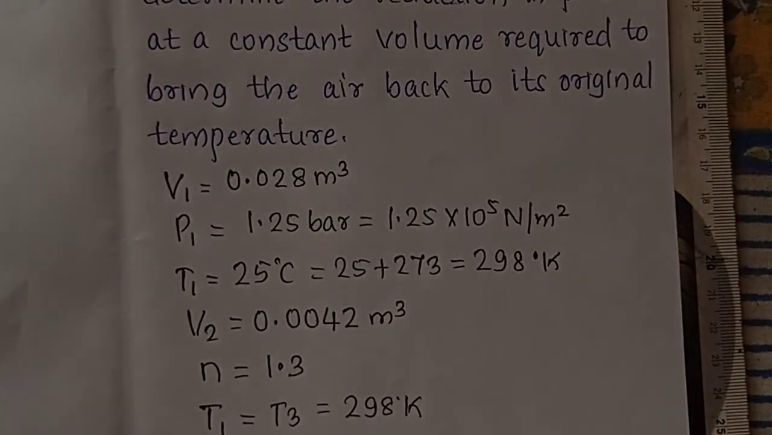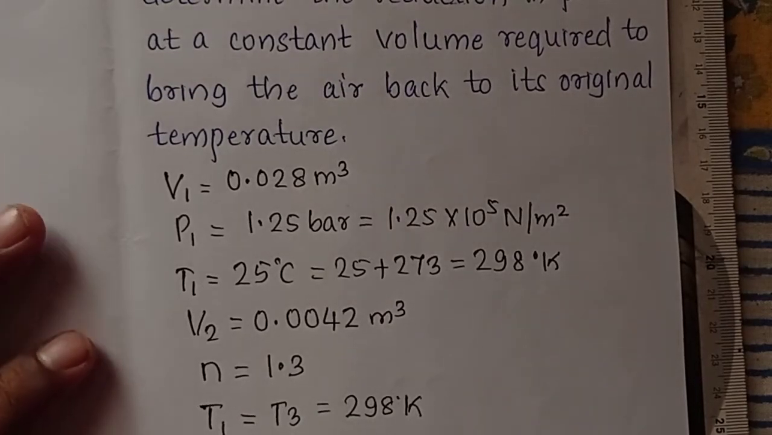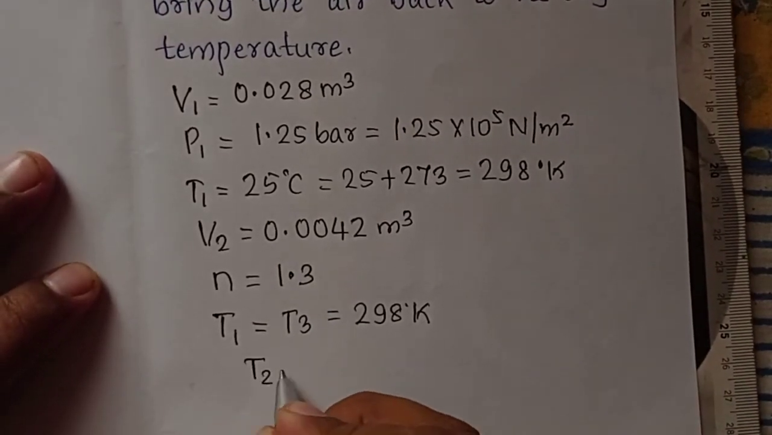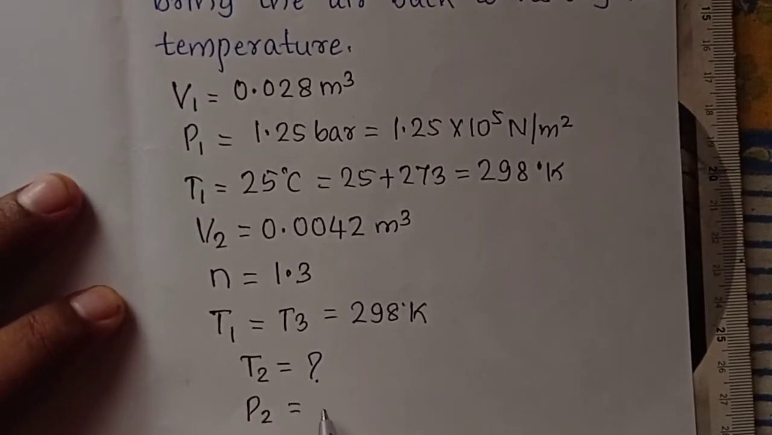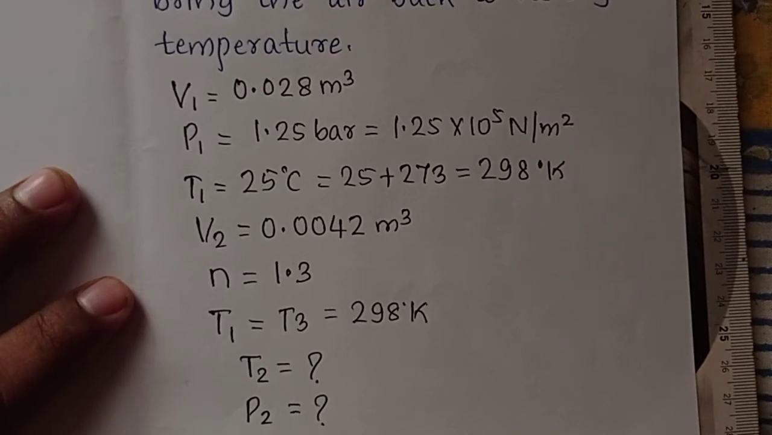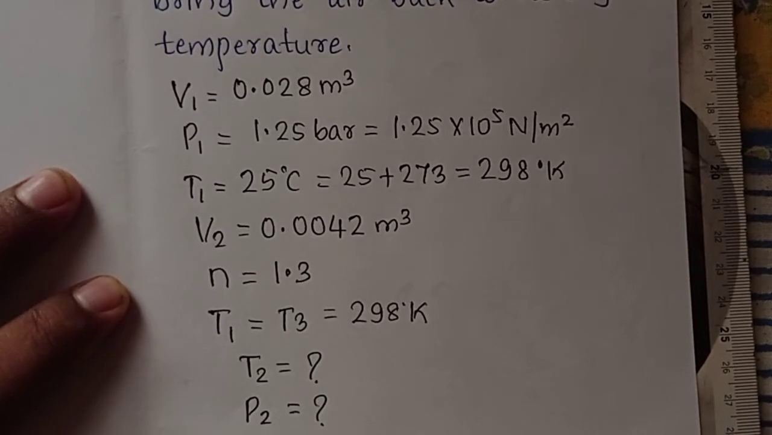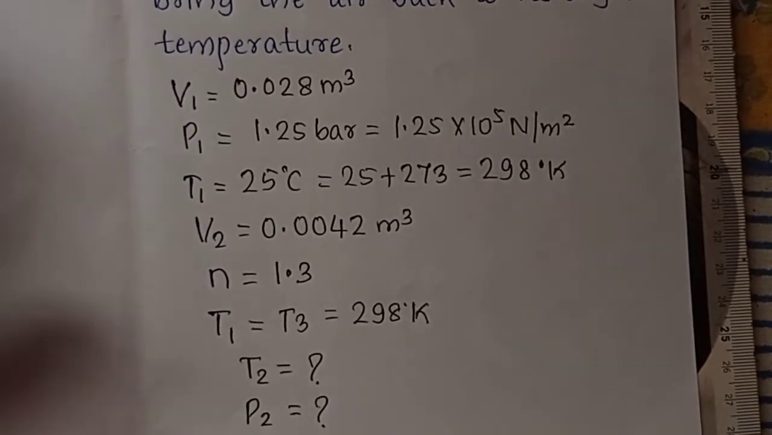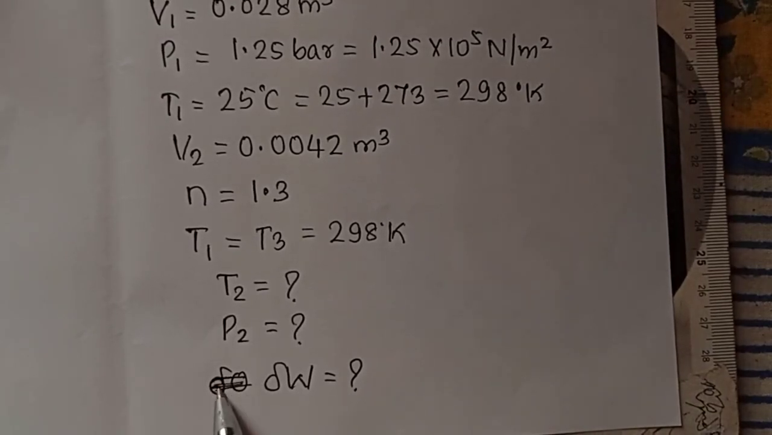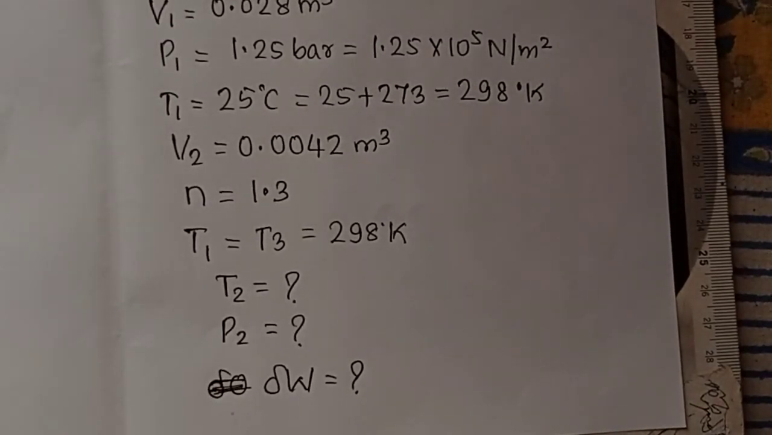So what all we need to find out? We need to find out the final temperature, so we need to find out T2. Then we need to find out P2. Determine the reduction in pressure. Then we need to find out work done, dou W. So these are the things we need to find out in this problem.